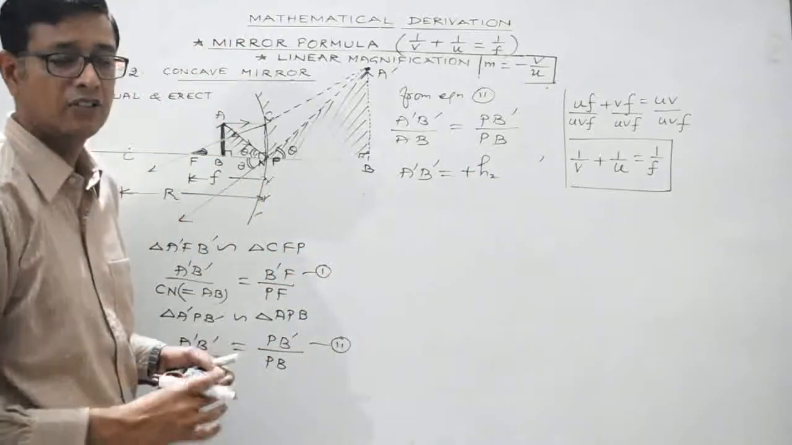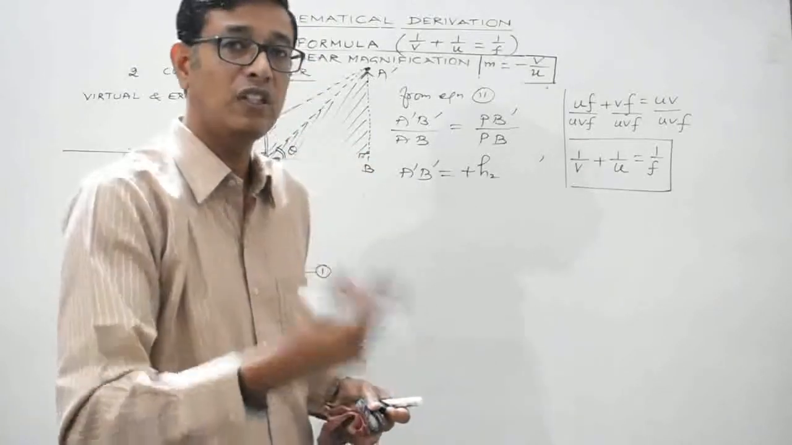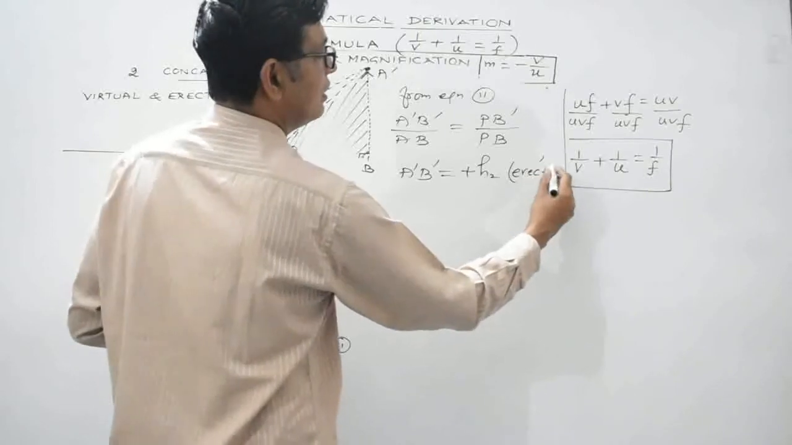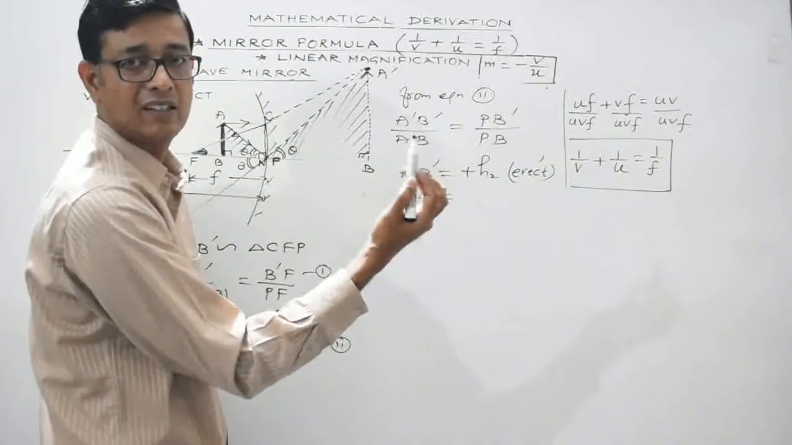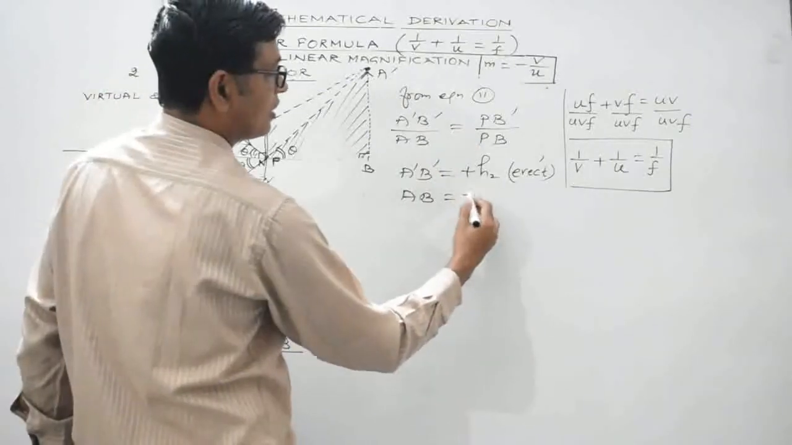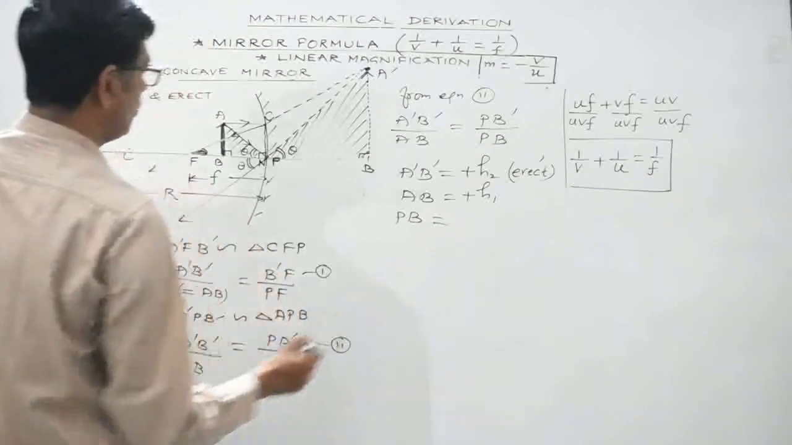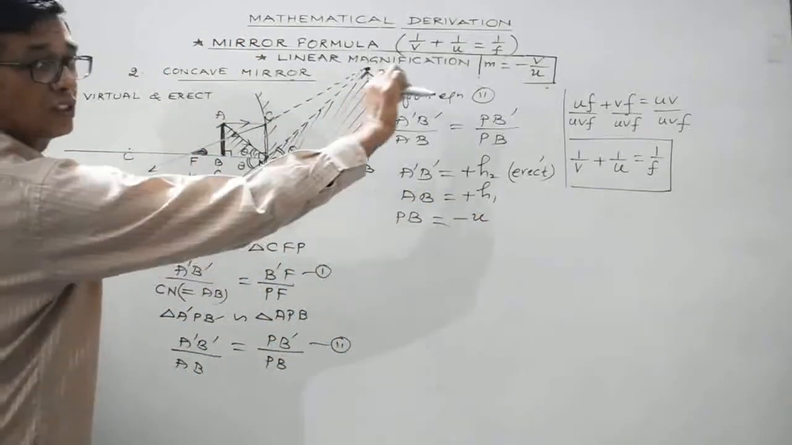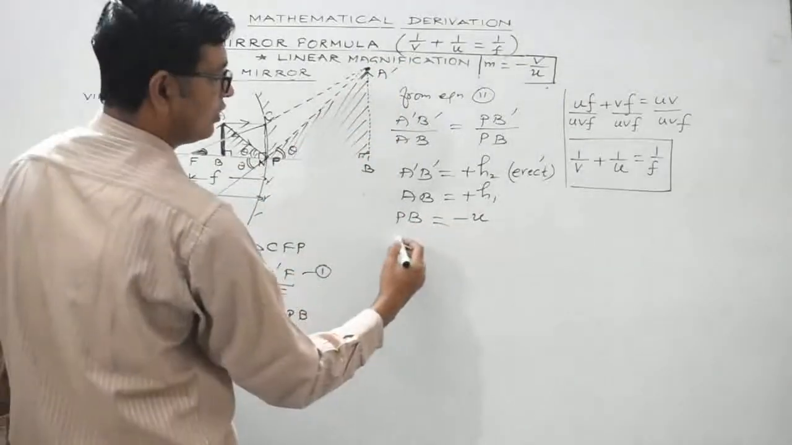H2, as I have stated, is the notation used to indicate the size of the image. Plus, because the image over here is erect. What about AB? The object is always placed erect in front of the mirror. So it is plus H1. It's the size of the object. PB, the object distance, is always negative. The incident ray is traveling along this direction, and PB is measured in the opposite direction. So it is minus U.